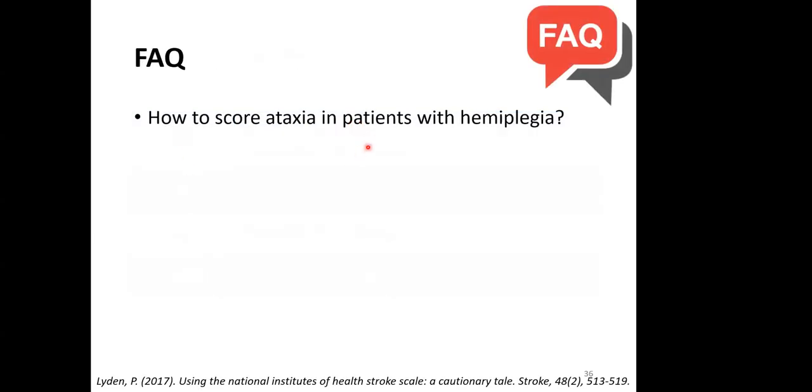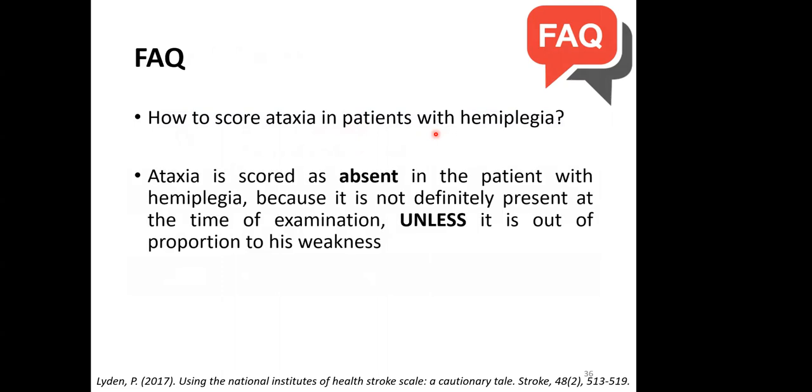So how to score ataxia if the patient is hemiplegic? The hand cannot really raise up, so of course the patient cannot do finger nose. So how do we test for ataxia? Ataxia is scored as absent in the patient with hemiplegia, because it is not definitely present at the time of examination, unless it is out of proportion to his weakness.